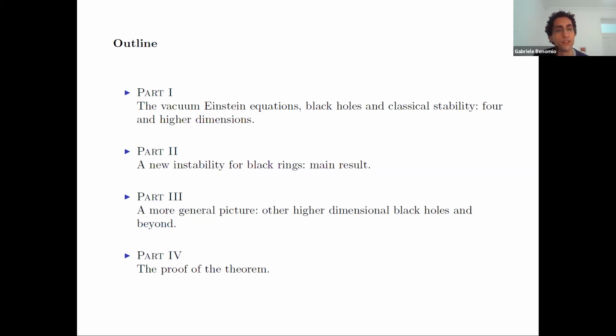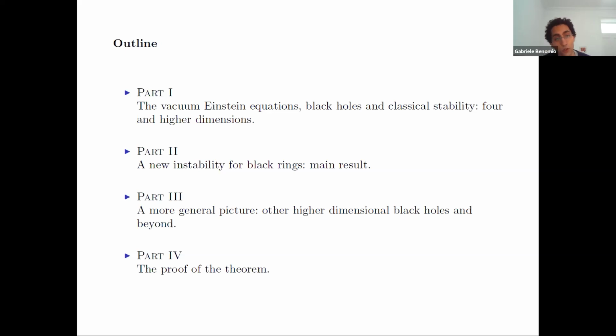Let me already tell you that this instability will be new in the sense that it's never been observed for black rings or for other higher dimensional black holes. But even more important, it will be, for the first time in the context of black ring instabilities, supported by a mathematical theorem. This theorem will appear in the second part of the talk. It will be the main result.